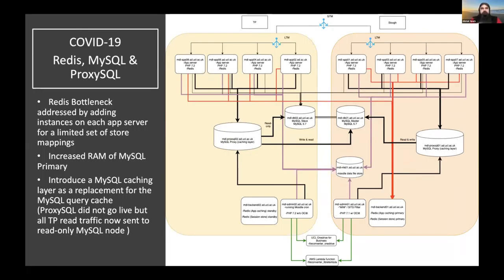So we started looking at the core around that time. Core were looking at implementing the read-only read-write splitting. So as that was coming online, we started making use of that and testing that. So we started splitting the read queries to the read-only one, and we were looking at something called ProxySQL, which allows caching of MySQL queries.